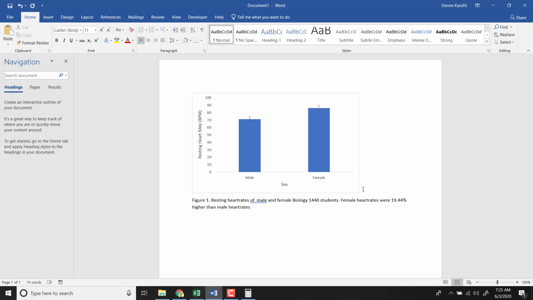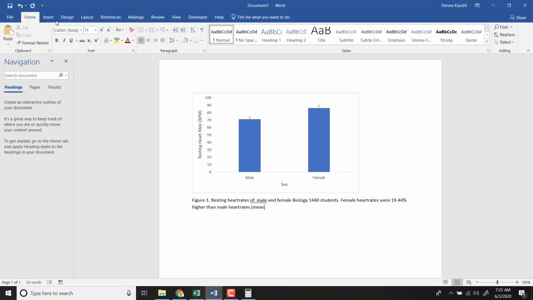And then the last thing we do is we got to tell them how many samples there were, and in this case both male and females had the same number of samples, and we have to tell them what these columns mean and what those error bars mean. And the way to do that is to put the word mean, that means average. That tells the reader that the blue columns are averages.